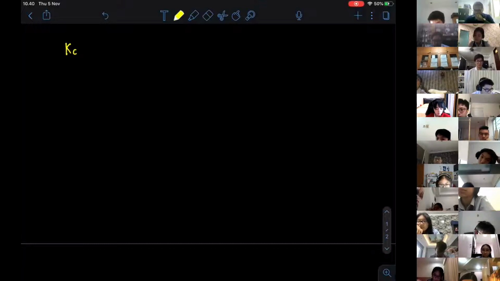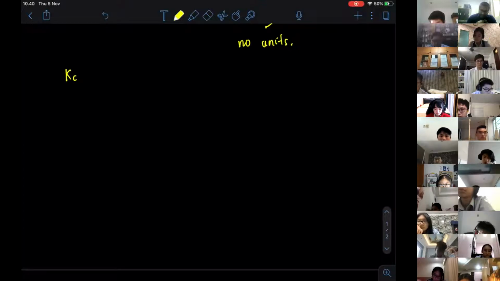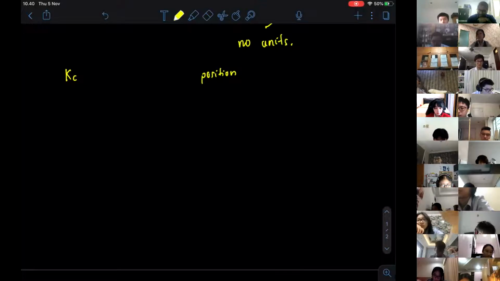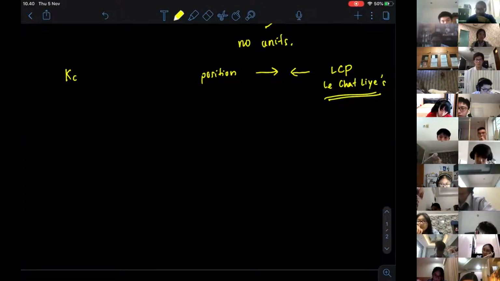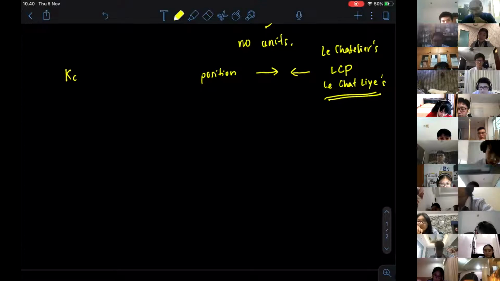Then I want you to also remember, when it comes to the position of the equilibrium, we have learned that the position of the equilibrium can move to the right or to the left according to Le Chatelier's principle. If you use this principle, what are the things that will affect the position of the equilibrium?